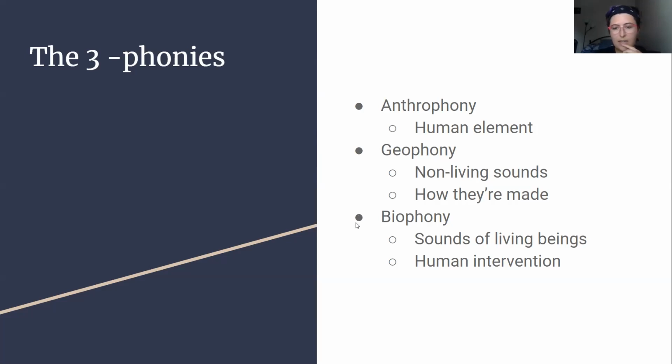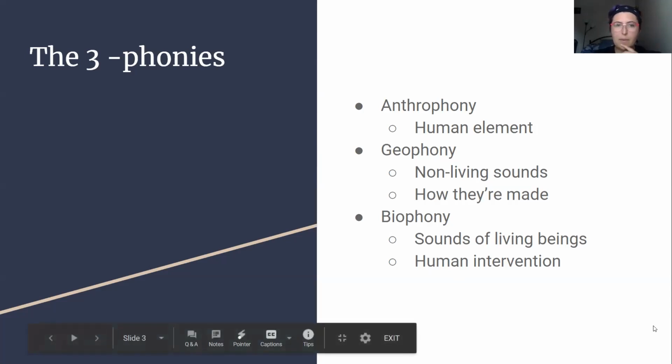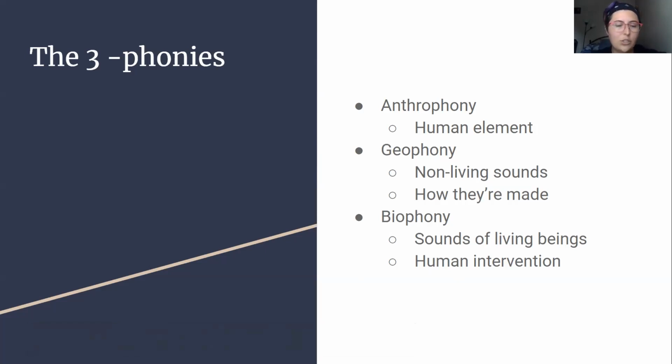Finally, biophony is sounds of living beings. Yes, there can be human intervention, but biophony, when we think of sounds nature itself can make, we can think of frogs croaking, birds chirping and flapping. We can think about how cicadas make the little buzzing noise and how crickets interact with each other. So there's a large array of different ways we can think about biophony and how biophony is conceptualized and impacted.